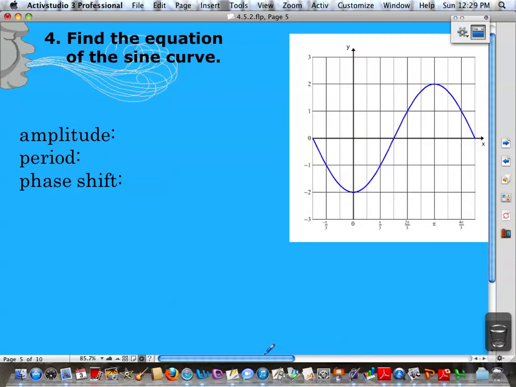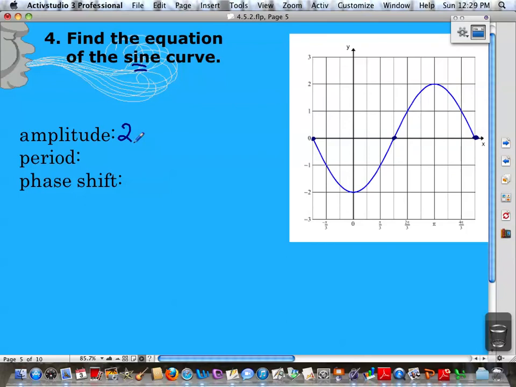So if we look at the graph here, notice that I've got a point at 0, the beginning, the middle, and the end are all on the 0. That tells me that it's a sine curve. The amplitude: where are our maxes and mins from that 0 line? Well, they're 2 units. So my amplitude is 2.